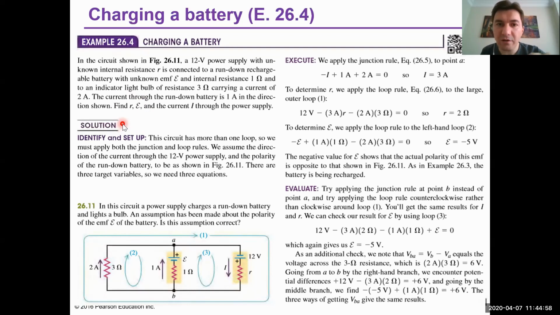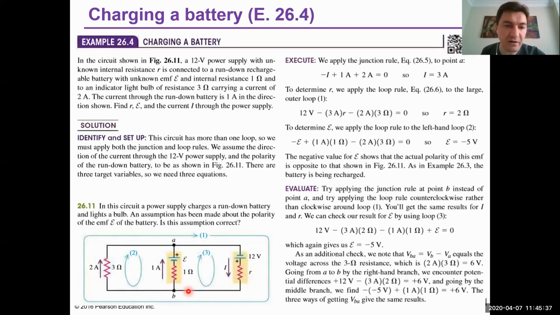So now let's have a look at the large outer loop, this loop. Start from the EMF from negative to positive. Then it will be positive 12 volt here. And here we have internal resistance. We don't know the value of the resistance, but we know the current. We have calculated 3 amp is passing here. Since the direction of the current and the direction of the loop, the direction of travel, are the same, we will have negative 3 amp times R.